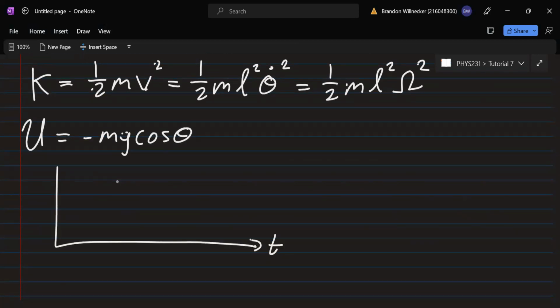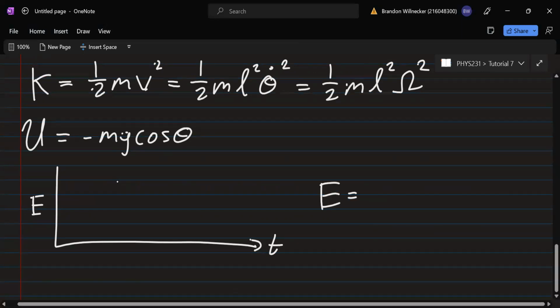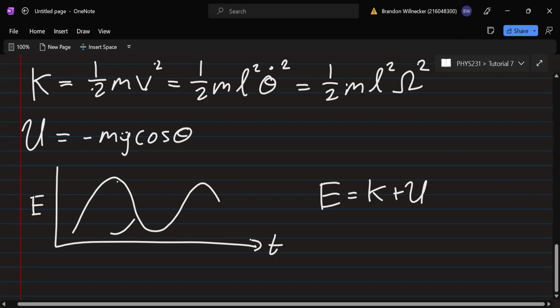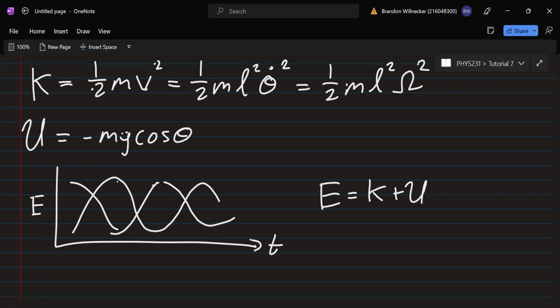So then we have T, and then our energy E, and then we can write the energy in terms of its two parts. So remember, E is equal to K plus U. So it's going to end up being some sort of sinusoidal kind of graph. It'll be something like this, where we've got the potential energy and the kinetic energy. And if we add the two, we get the total energy.